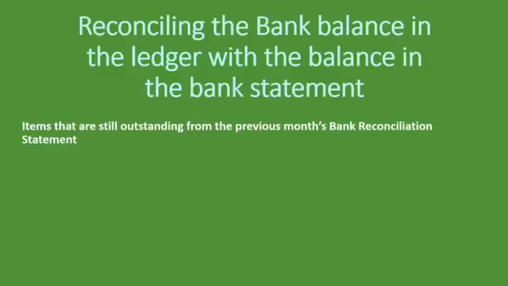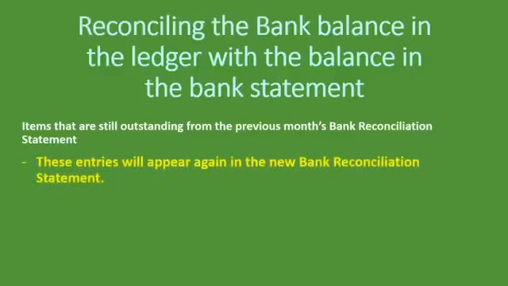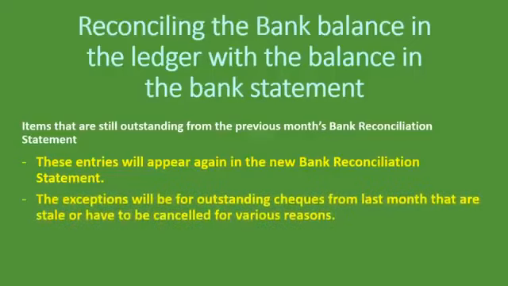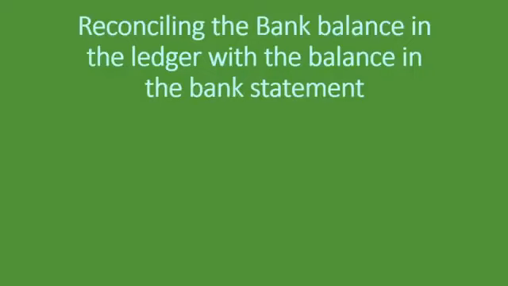So if you have that question where you're told the following items appear in last month's bank reconciliation statement but did not appear in this month's bank statement, you take those same amounts and record them in this month's bank reconciliation statement. So this entry, like I said, will appear again in the new bank reconciliation statement. The exceptions will be for outstanding checks from last month that are stale or have to be cancelled for various reasons. And you'll see this example when we go through our thorough example after this.